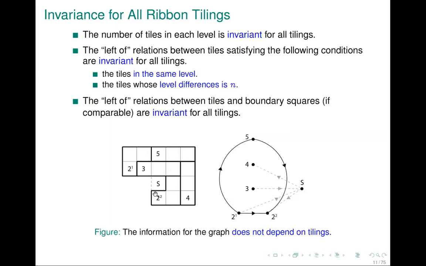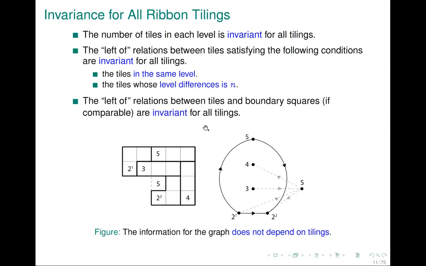Okay. And this item may be more interesting. So if the level difference is n, then their relations are fixed. For example, this 2 and 5. So you will always have this 2,1 on the left of 5. So corresponding to the graph, you have an orientation from 2,1 to 5 in this way. Okay, and this is fixed. It doesn't matter what the tiling is.